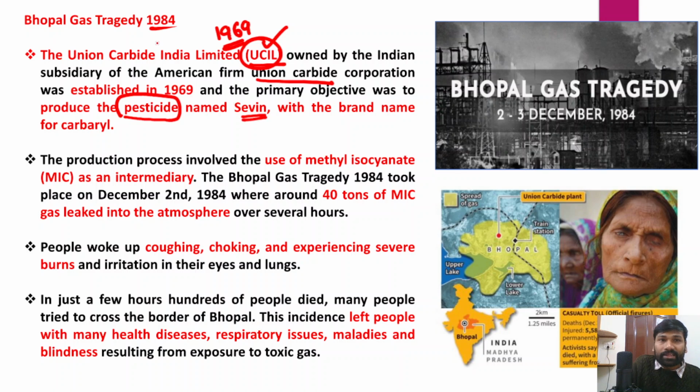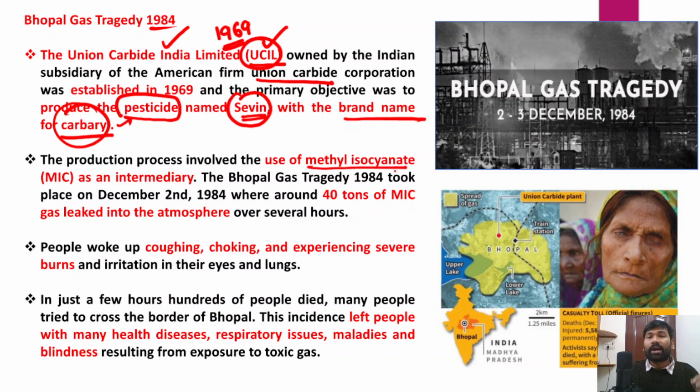The name of the pesticide that this company produces is Sevin, right? This is the pesticide that this company produces, and it has a brand name called Carbaryl. And in fact, the production process of this pesticide has involved the use of methyl isocyanate, a chemical, as an intermediary, right? So remember that this is very important. This release of methyl isocyanate, the intermediary used to produce the pesticide, is actually responsible for the deaths of thousands of people in Bhopal, right?